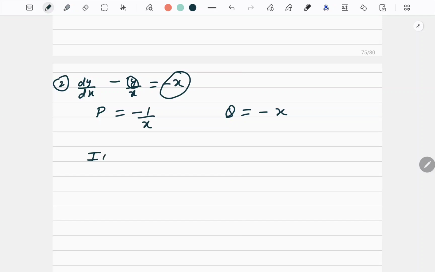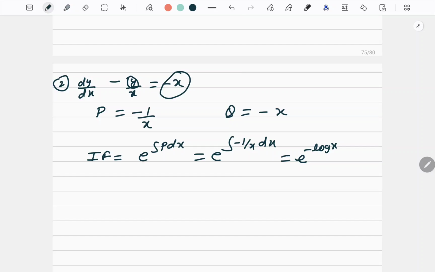Right? Now what is the integrating factor? Integrating factor is equal to e to the power integral P dx. So e to the power integral minus 1 by x dx. So this is e to the power minus log x. No dx.